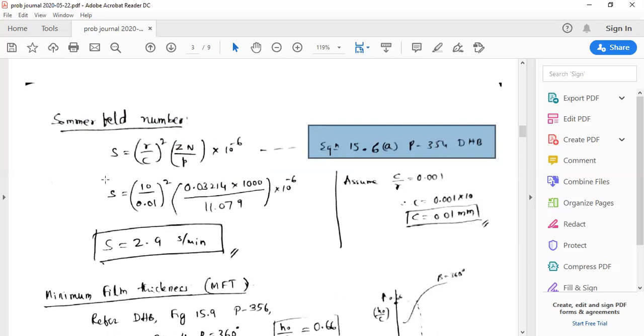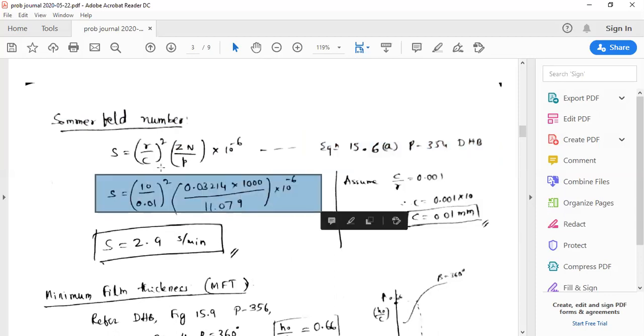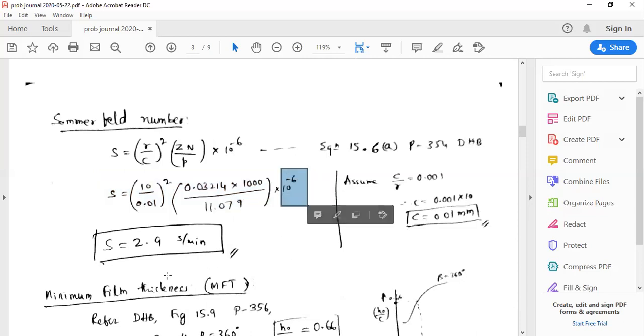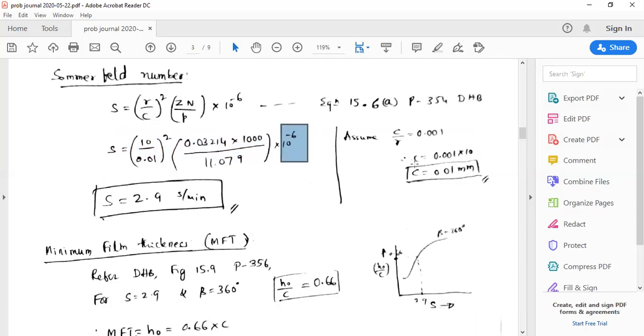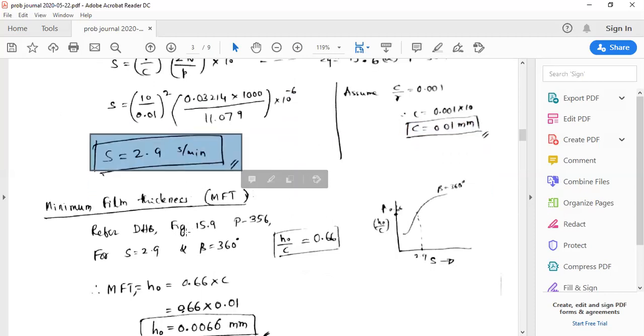So here if I substitute all the values related to the equation, say R is 10 mm and C is 0.01, Z is 0.03214, N is 1000 rpm, divided by pressure 11.079 Newton per mm², and 10⁻⁶ is the conversion factor. So this is the value calculated, and S obtained here is 2.9.